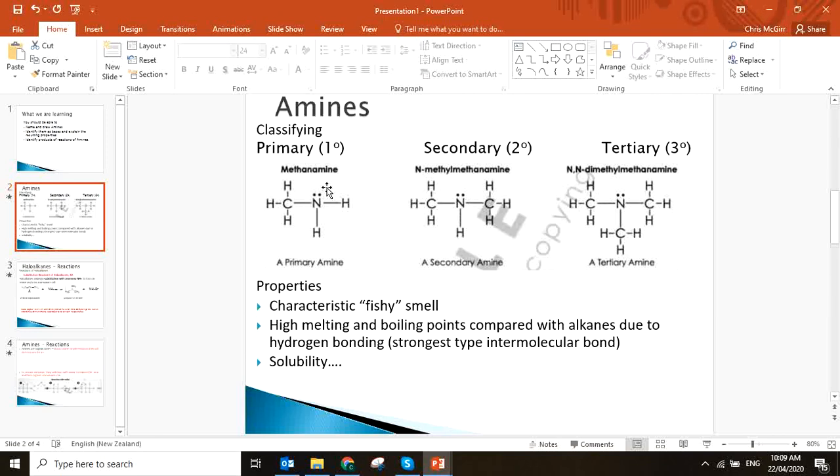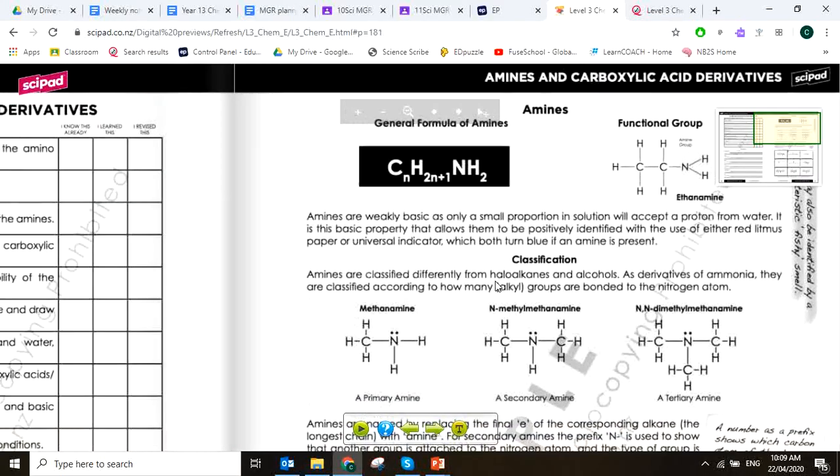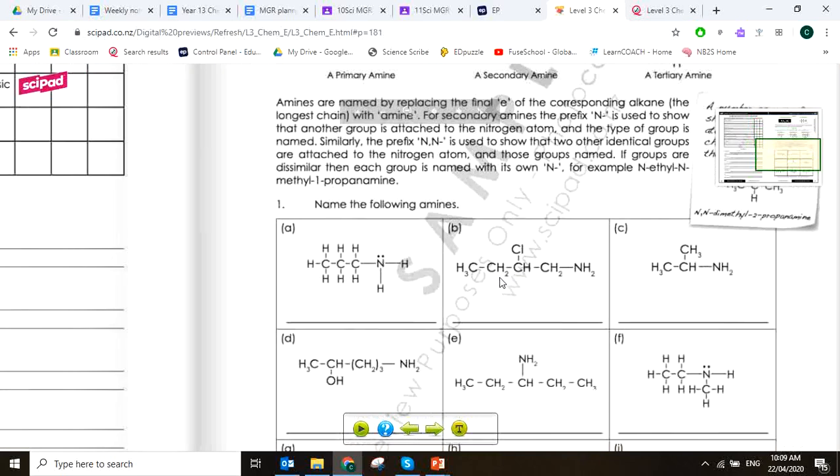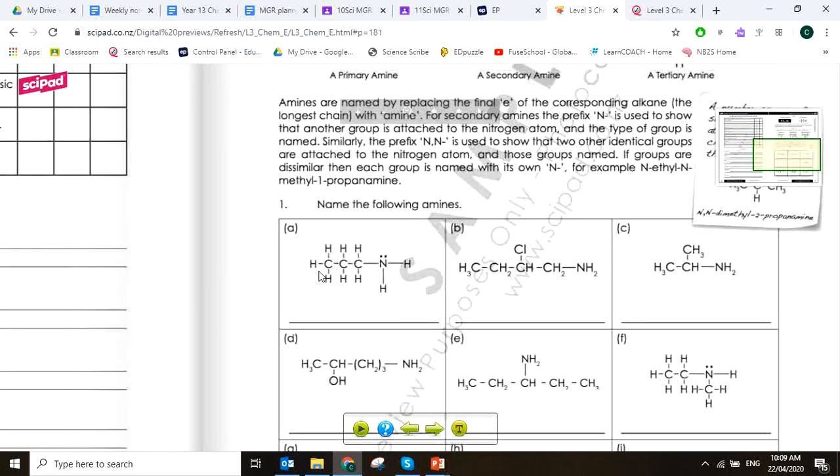So naming them, all we do is, if we go back to the original example, for instance, methane, we remove the E from methane and we put amine at the end. So this is one carbon long, therefore it's methanamine. Okay, let's go to your SciPad for another example. Let's go down to question A. We've got 1, 2, 3 carbons in the longest chain, therefore it is propanamine. Okay, we still have the same rules as branches as previously.